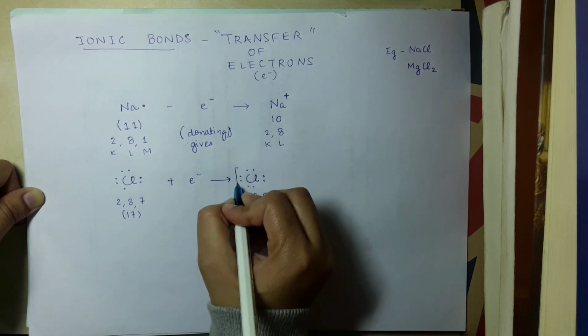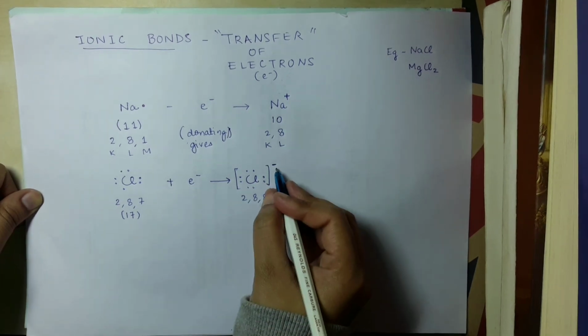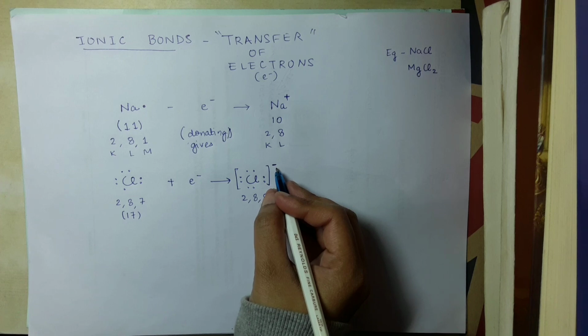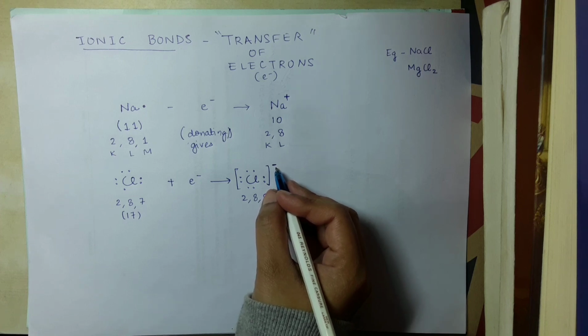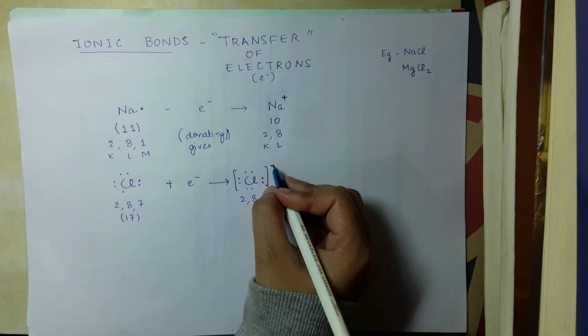And here, since it has taken 1 extra electron, it is shown by a negative sign. It means that it has an excess of electrons. It has taken somebody else's electron, and so the number of electrons now is 18 and the protons are still 17, so it shows that an excess of electrons is there.